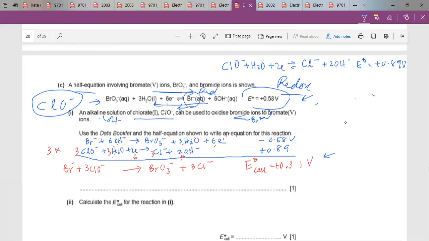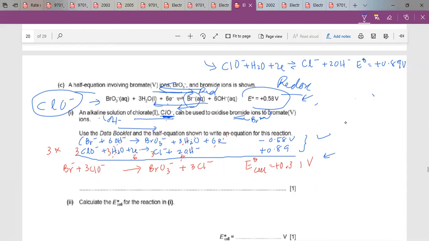Bromide to here. That means you're saying that this half cell will go this way. So you rewrite the whole thing this way. So Br minus here plus OH minus and so on, and you change the sign here. Then your chlorate, chlorate here in alkali solution, right? So what kind of reaction is it?